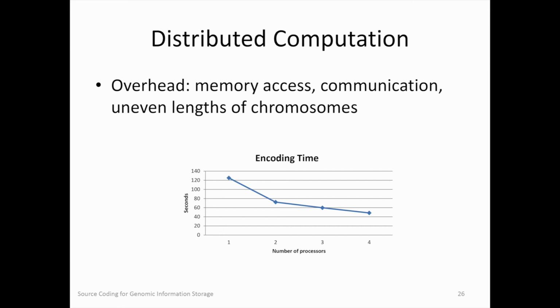This is due to the fact that there is some overhead when we do distributed computation. For example, you need some time to do memory access, and all the processors need to talk to each other. Also, we divide the file according to the chromosomes, but different chromosomes have different lengths. For example, chromosome 1 in the human genome is the longest of all of them, and it is much, much longer than chromosome X and so on. So in fact, the longest chromosome will be the bottleneck of this system. It will affect the delay of how we encode and decode.